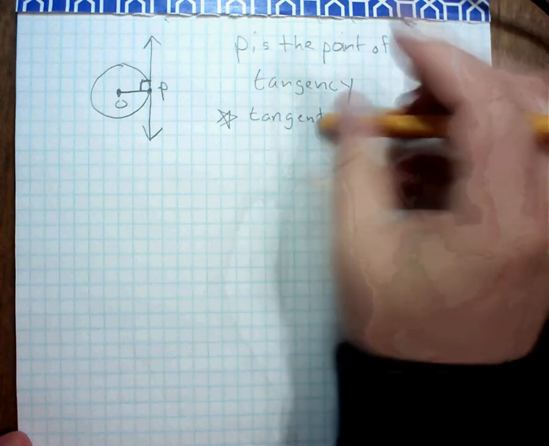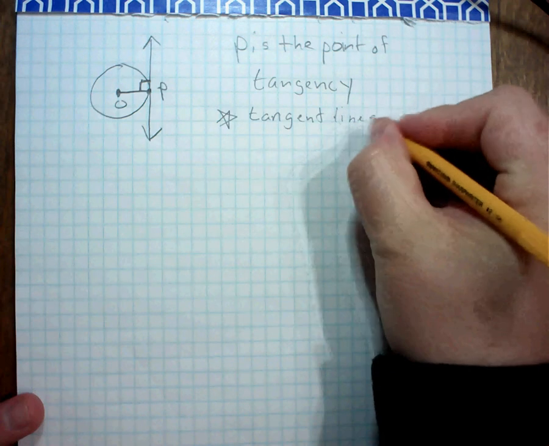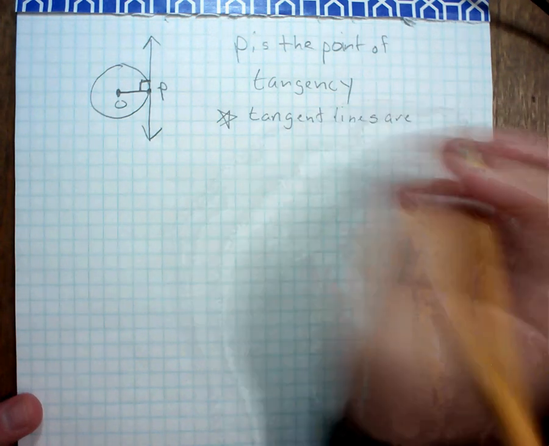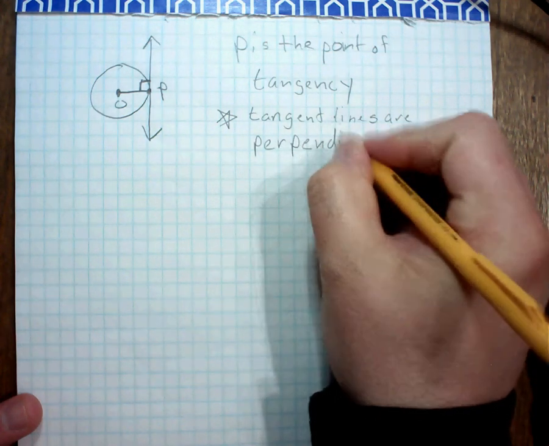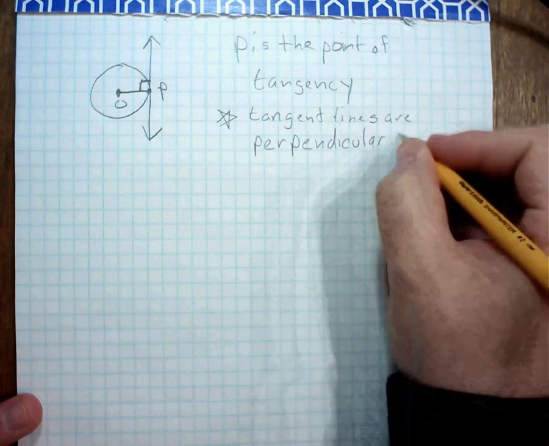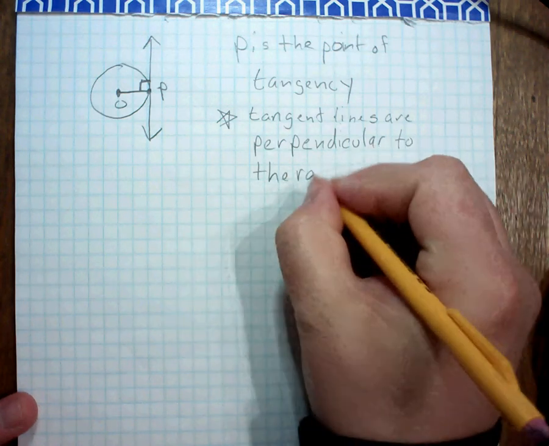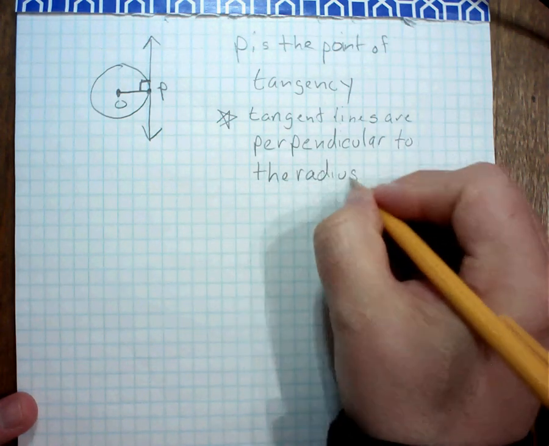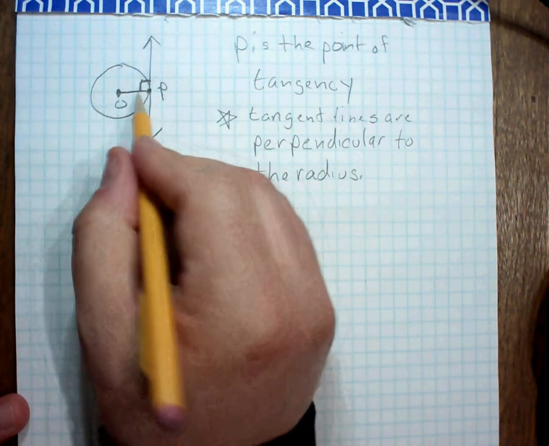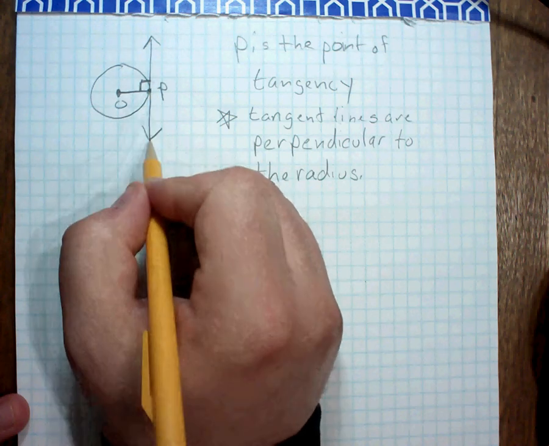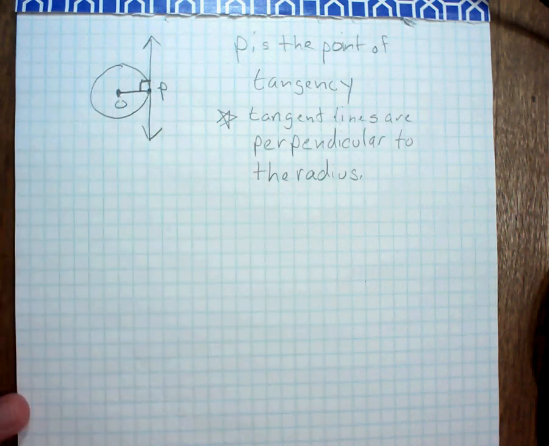are perpendicular to the radius. So this radius OP is always going to be perpendicular to a tangent line. The only way you can get this 90-degree angle, in other words, a line can only intersect a circle at one point if it is perpendicular to the radius.